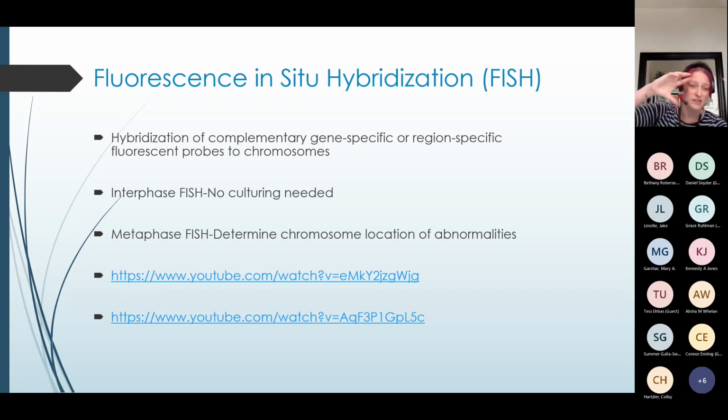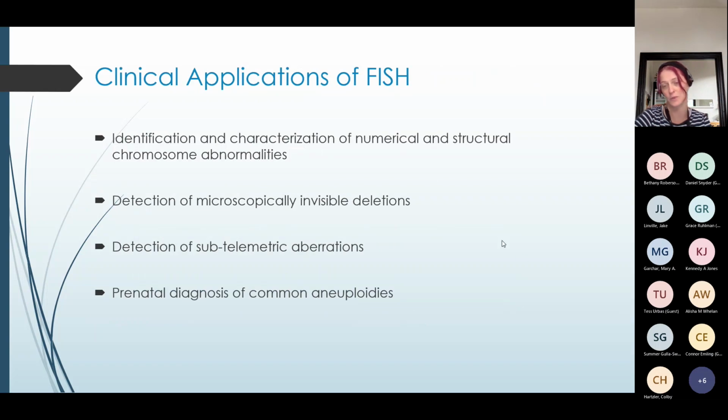That's where you see the nucleus as a blob, but you can still use FISH because those probes will still find those regions of DNA to bind to. So you can still use FISH in interphase and you don't need culturing. Again, I have some YouTube links here. We are going to skip those because you guys didn't want to do that together, but you can do that on your own time. So what are some clinical applications of FISH?